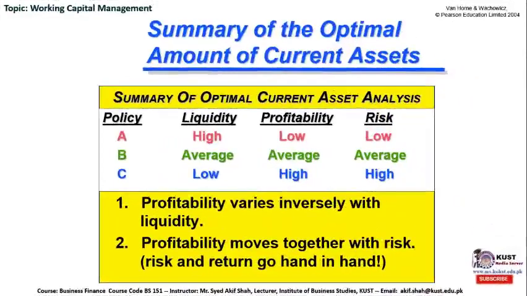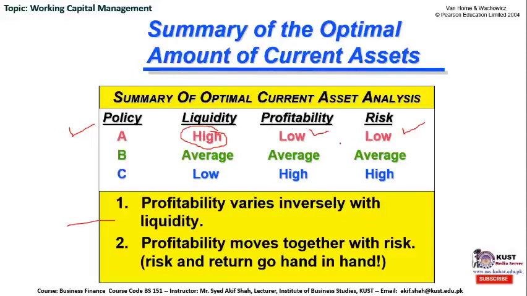So let's summarize our discussion on working capital management. Here is a summary of the optimal level of current assets and its analysis. We can conclude that in policy A, which had the greater number of current assets, when the company's current assets are high, the company's liquidity will be greater. However, the firm may face lower profitability and a lower level of risk.